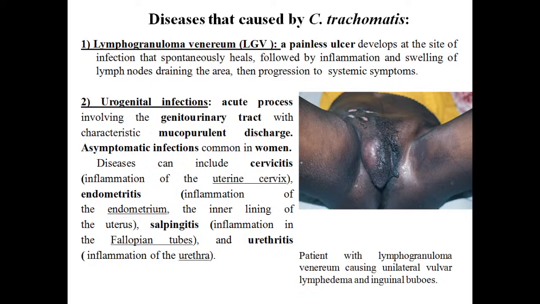So, urogenital infections caused by chlamydia may include cervicitis, if infection develops in the uterine cervix. Endometritis, if infection and inflammation occur in the endometrium, the inner lining of the uterus. I hope you know it. Salpingitis, inflammation in the fallopian tubes, and urethritis, inflammation of the urethra.